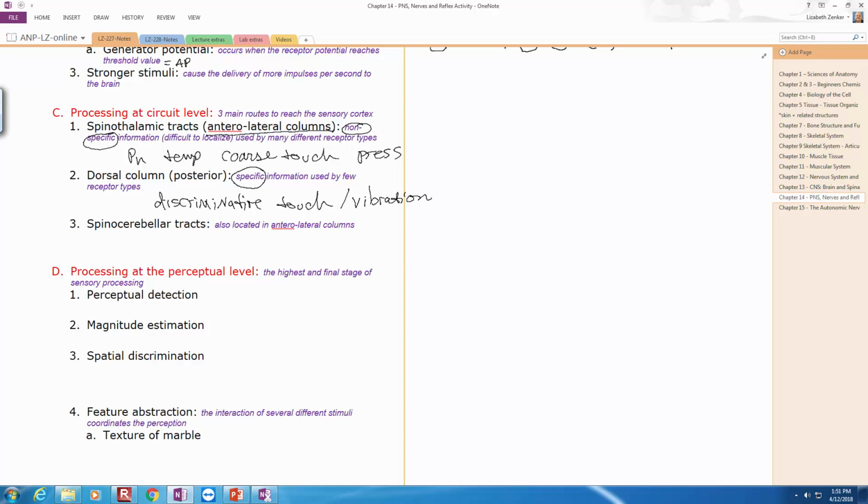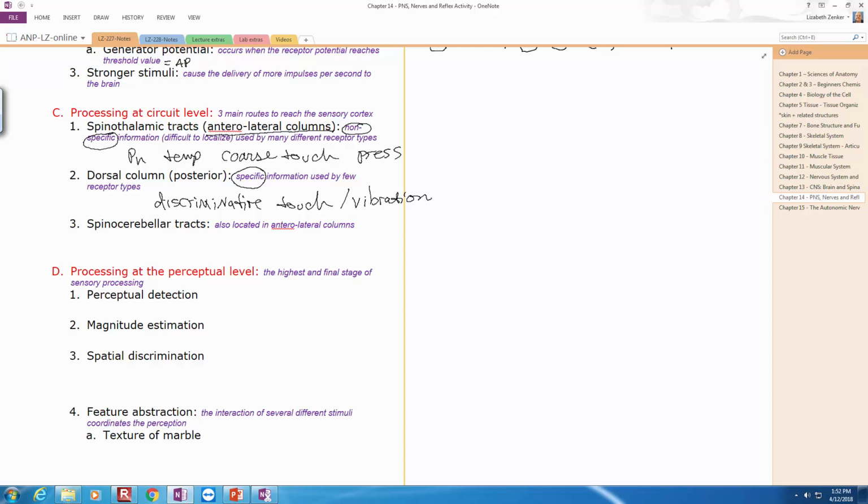Or if you put your hand on a speaker, I want to say old time speaker because you don't really see big speakers anymore, you could feel the vibration of the sound waves, okay? You could feel it on your skin. And I don't know, maybe this is like a caveman thing that we really had to know for survival, and maybe that's why we're so sensitive to it. I don't know. But that's dorsal columns or posterior. That's discriminative and vibratory.